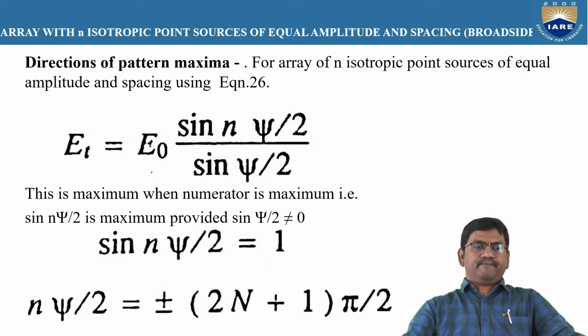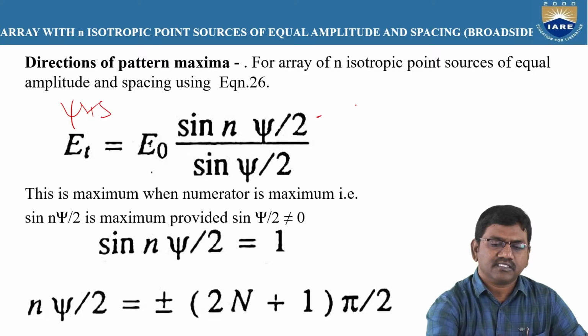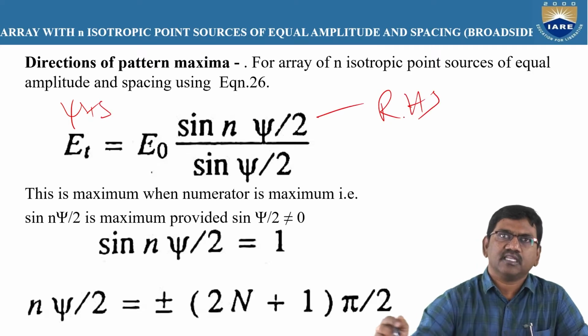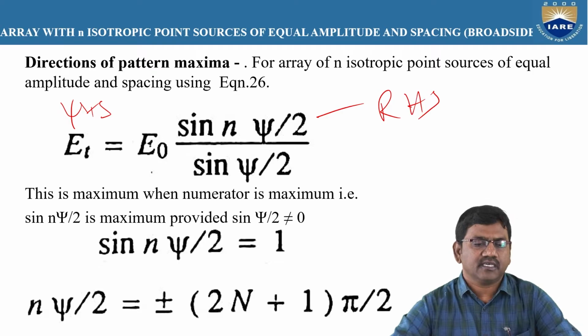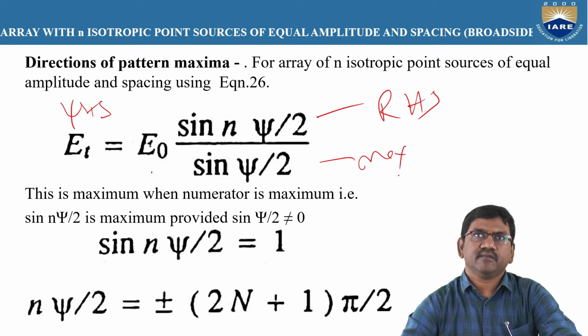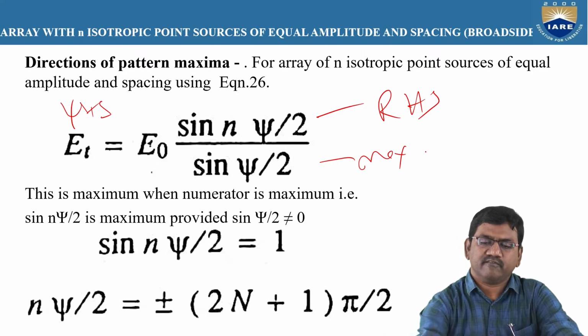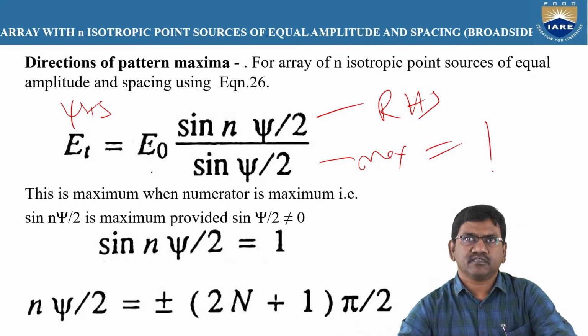So if we want to find out the directions of pattern maxima, what is the maximum value of sin? It is 1. The maximum value of sin is equal to 1. Here you can see this is the LHS and this is the RHS, the right hand side. ET will be maximum when the sine function is maximum, that is, when this is equal to 1.